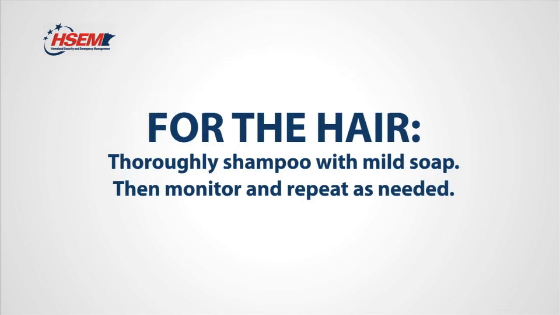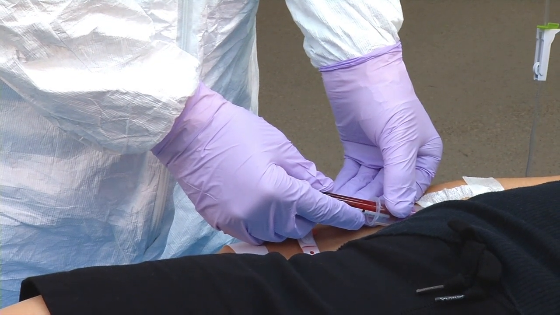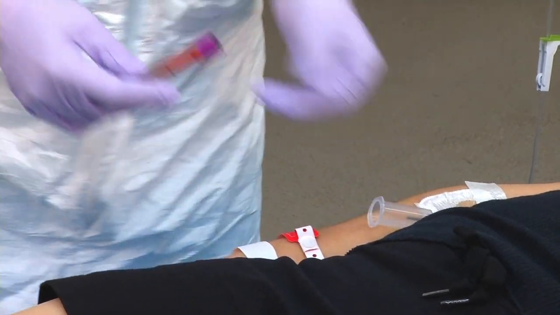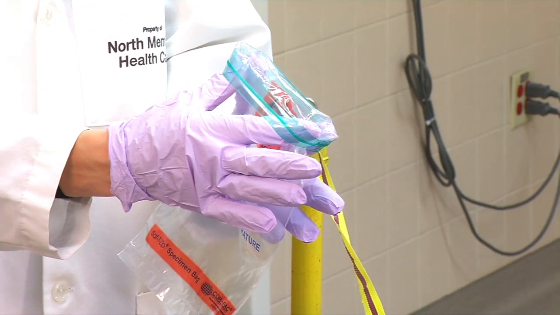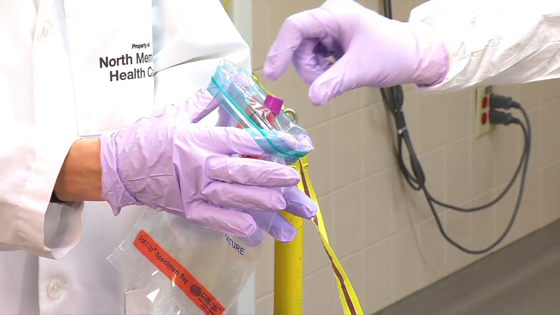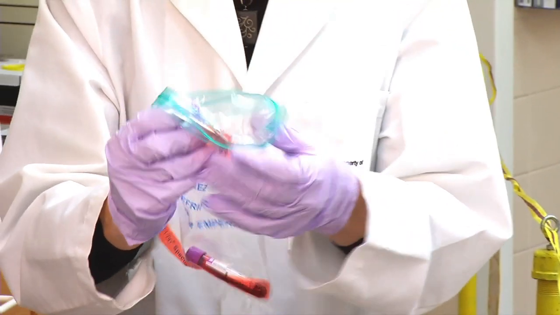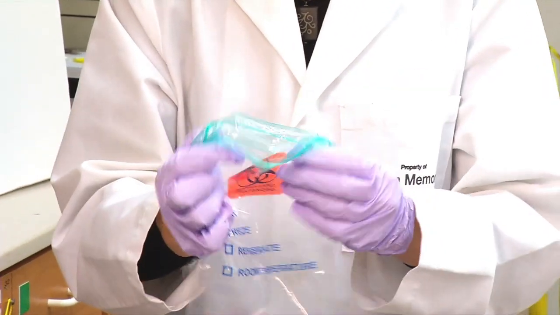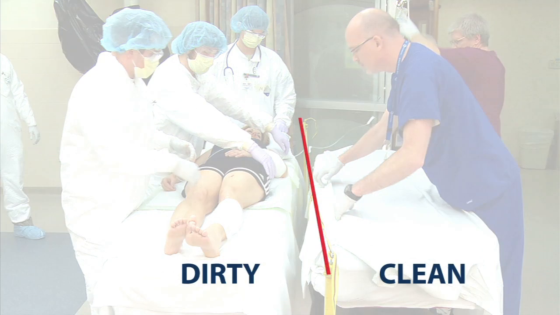For the hair, thoroughly shampoo with mild soap, then monitor and repeat as needed. As patient samples are taken, label tubes with the patient's information and pass them from the dirty area to staff in the clean area. When passing items across from the dirty side to the clean side, bring the item to the boundary and place into plastic bag that is being held open on the clean side. Ensure that as you are doing this, your hands never cross the boundary into the clean side.